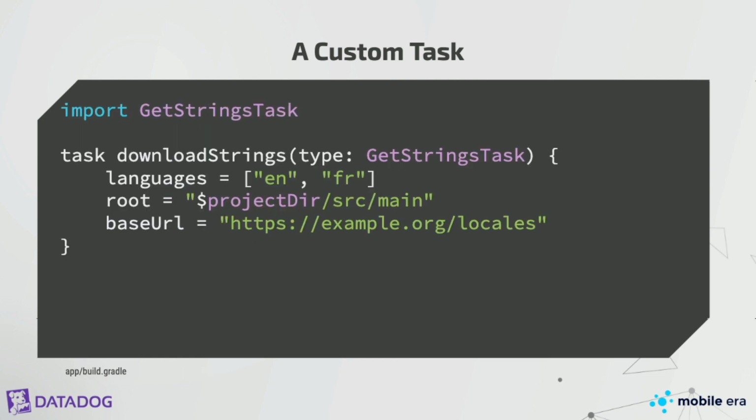And so in my build.gradle script, I only have a task object, so I just import it, and I can create the task and configure it here and say, okay, my languages are going to be English and French.